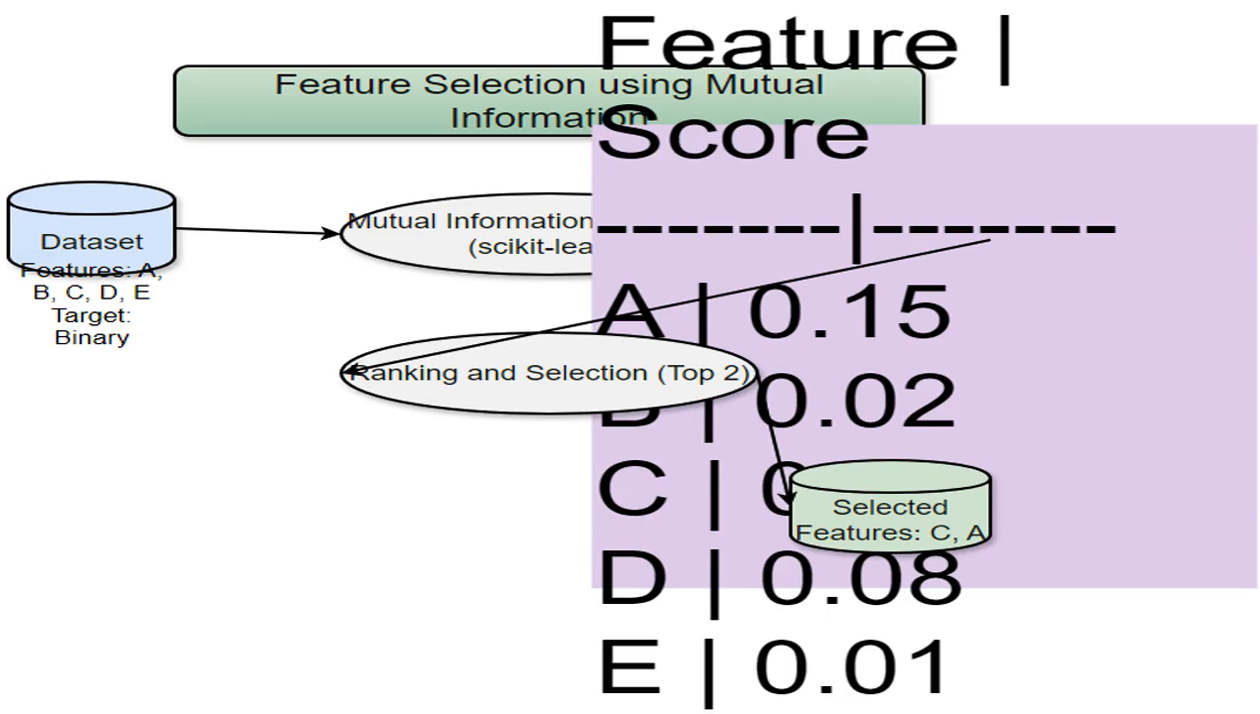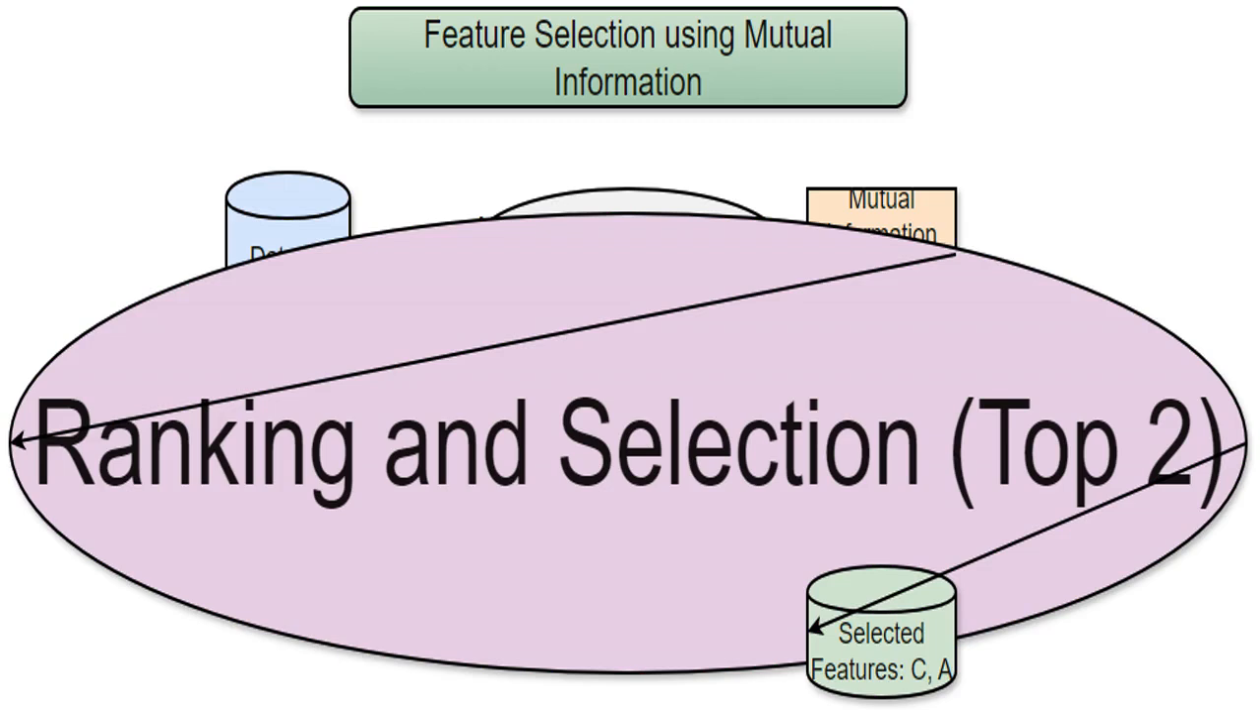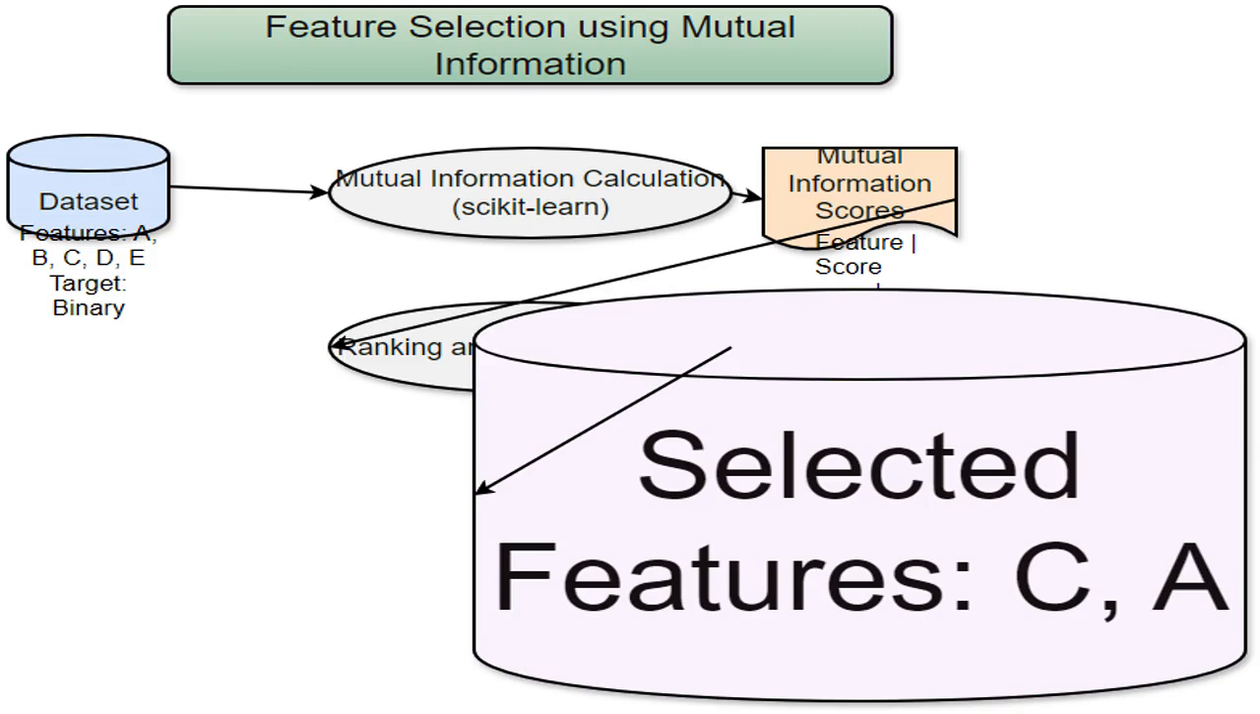I get a score for each feature. For example, feature A has a score of 0.15, feature B has a score of 0.02, and so on. Higher scores mean that particular feature is more helpful in predicting the outcome. I need to choose the 2 features that are most useful for prediction. To do that, I rank the features from highest score to lowest score and pick the top 2. After ranking the features by their mutual information scores, feature C scores 0.20, and feature A scores 0.15, have the highest scores, so I choose those 2.